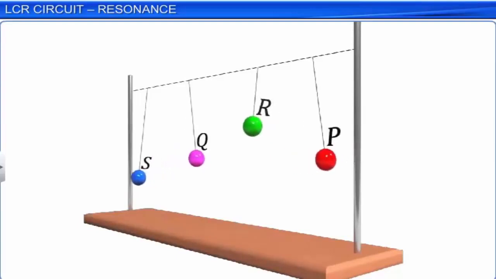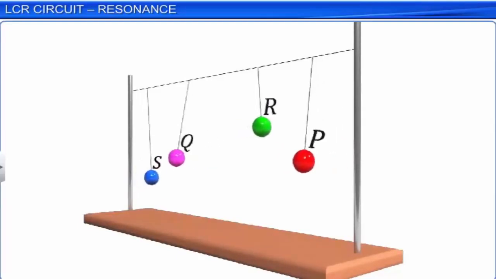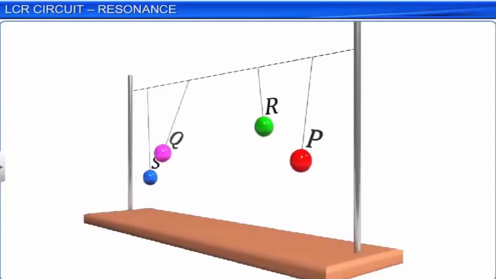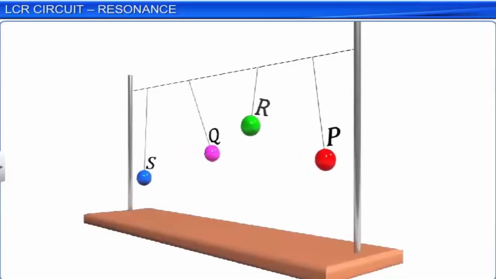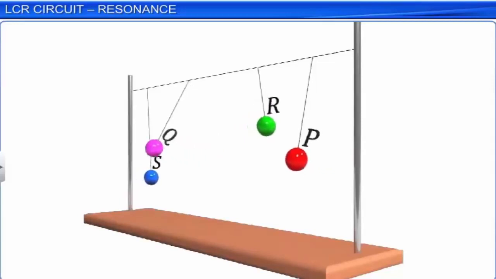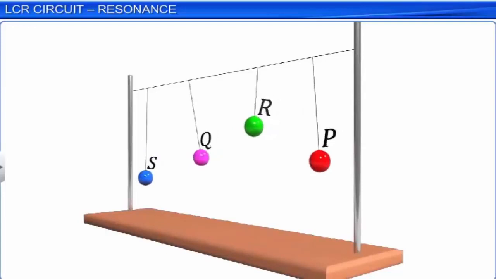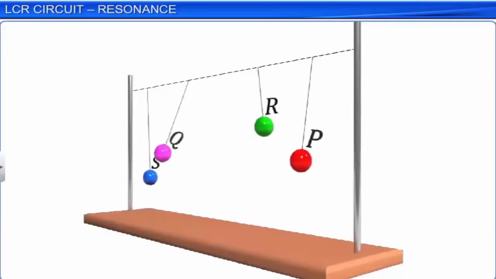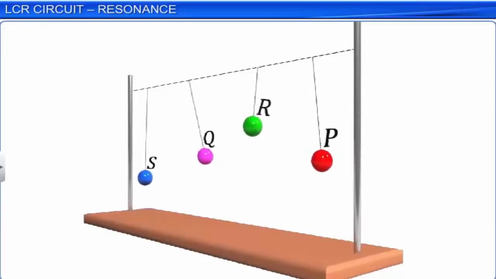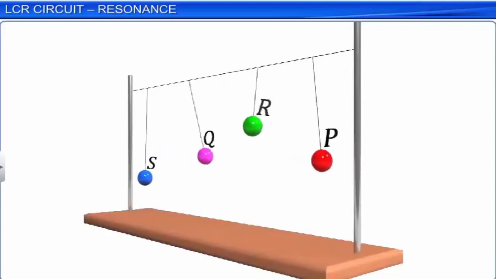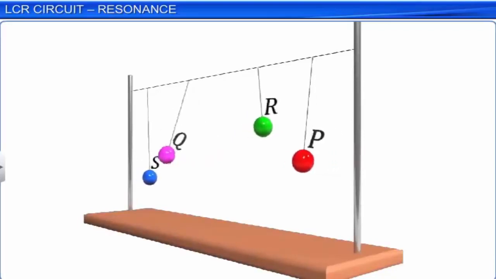Here, the oscillation is due to an external force, which is from the pendulum P. Out of the 3 pendulums Q, R and S, the length of pendulum Q is equal to that of pendulum P. Hence, the natural frequencies of these 2 pendulums are equal, and this gives rise to the situation where the pendulum Q oscillates with increasing amplitude due to resonance. This is an example of resonance in mechanical systems.